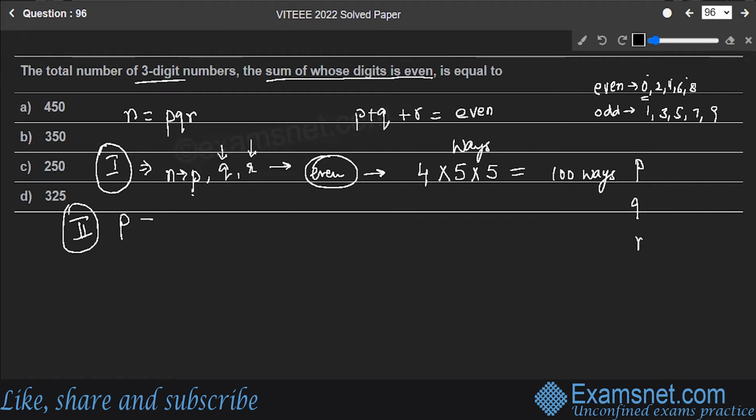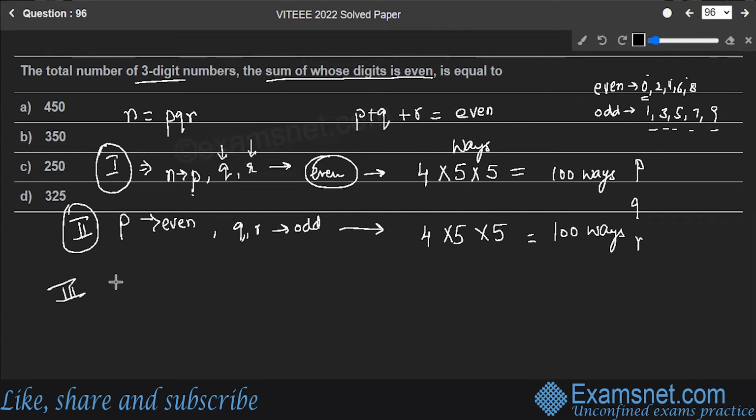Okay. Next, this is the second case; this was the first case, when P is even and Q and R are odd. Again, see odd digits 1, 2, 3, 4, 5. So R can have 5 ways, and similarly Q can have 5 ways, and P, of course, cannot have a 0, so P will have 4 ways. That makes again a total of 100 ways.